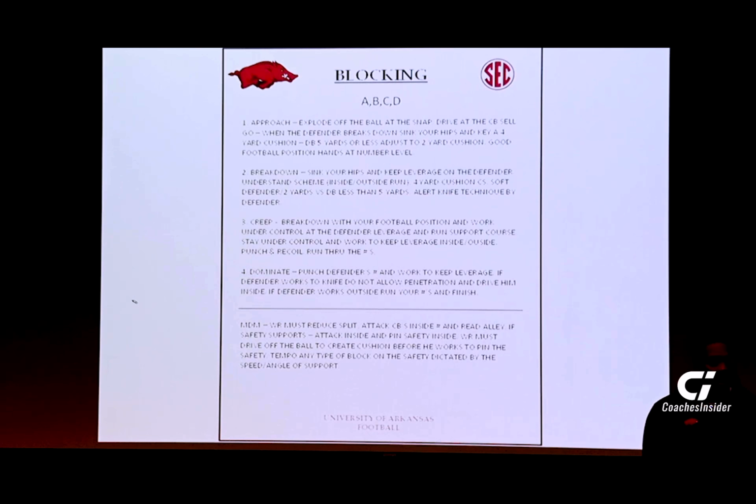But approach, I said, explode off the ball at the snap, drive at the cornerback, sell a go route. When the defender breaks down, sink your hips and key a 4-yard cushion. That is going to be big throughout this talk. 4-yard cushion. You'll hear me say that a lot. Okay, 4-yard cushion. DB 5 yards or less, adjust to 2-yard cushion.